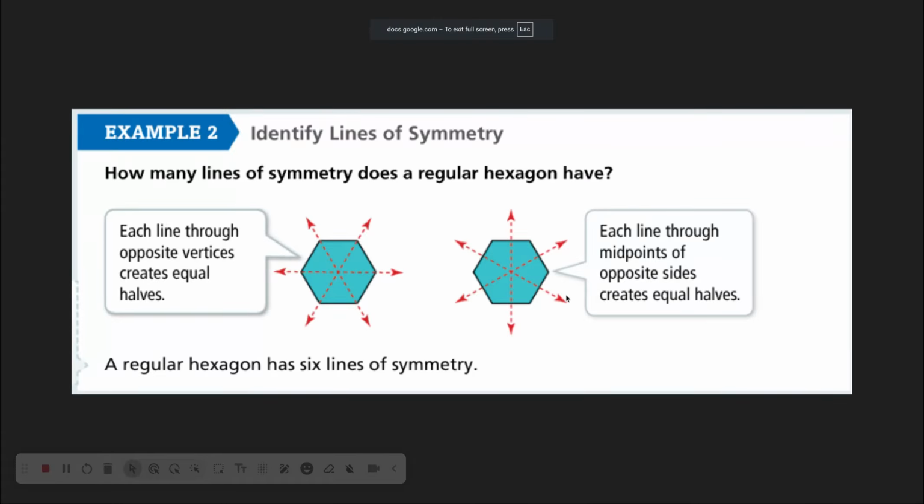Let's keep looking. How many lines of symmetry does a hexagon have? 3 through the vertices and 3 through the midpoints. So there are 6.